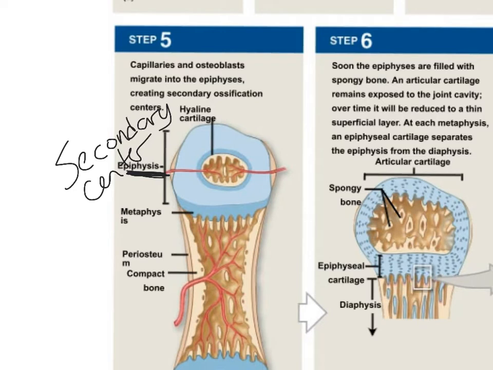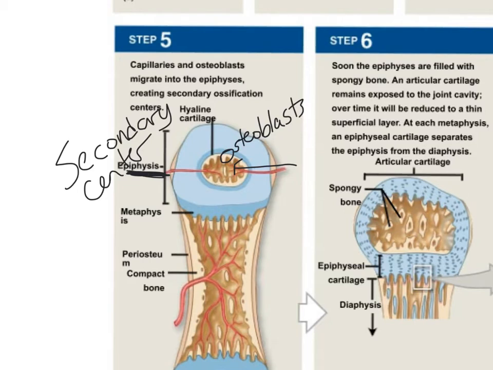Now, this is where blood vessels will bring in the osteoblasts. Osteoblasts will lay down bone, but it won't get torn down. So it stays there. That's why we have spongy bone inside that epiphysis. It doesn't get torn down. So that's the secondary center of ossification. So we know the primary center is in the diaphysis. The secondary center is in the epiphysis.